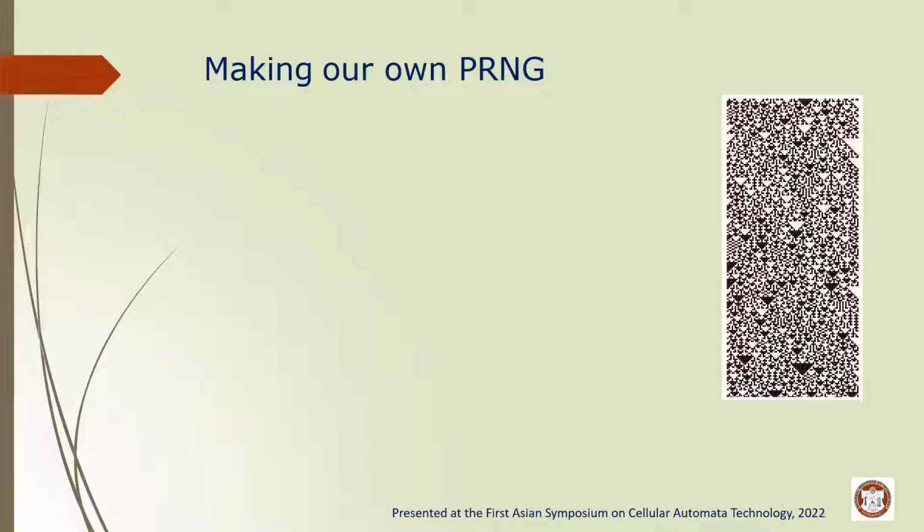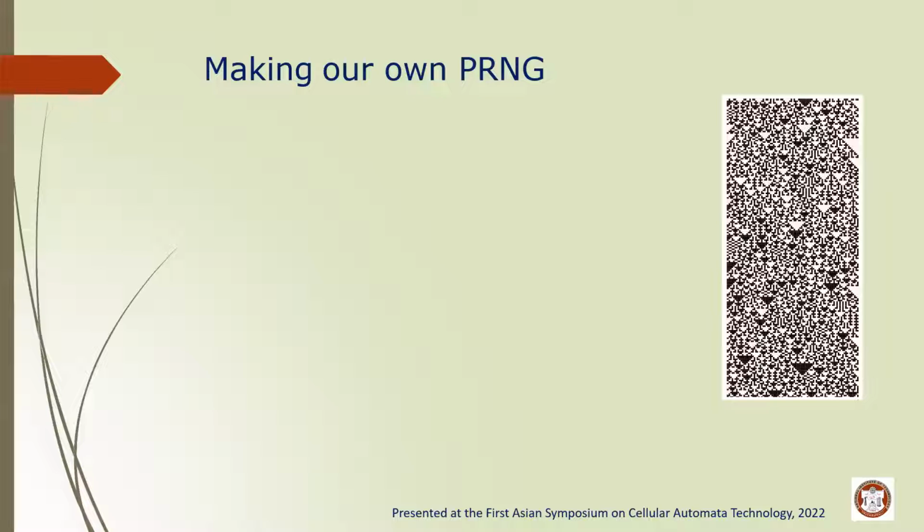Now we want to look in more detail at the PRNG. If we look inside it, taking the CA as it is, there are some triangular patterns inside, which is not good for a random number generator. So we have to remove these patterns.